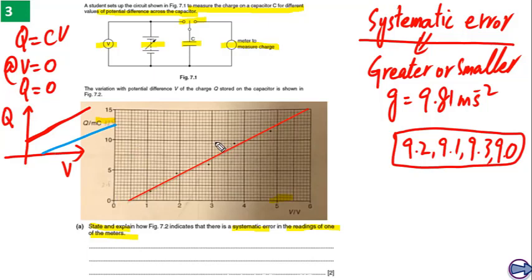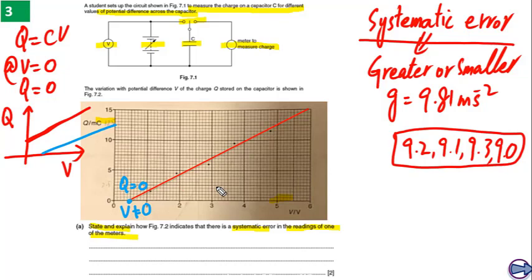You can see here, in this case, when Q is equal to 0, at this point Q is equal to 0, but V is not equal to 0. It means that there is systematic error in potential difference, because this line is not passing through the origin. So this is our reasoning, and this is what we have found, the systematic error.